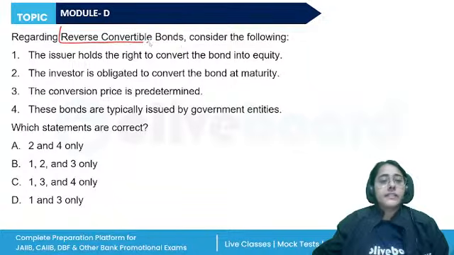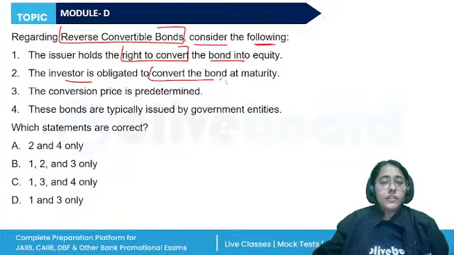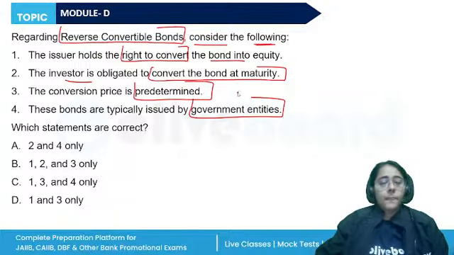Regarding the reverse convertible bonds, consider the following statements. The issuer holds the right to convert the bond into equity. The investor is obligated to convert the bond at maturity. The conversion price is predetermined. These bonds are typically issued by the government entities. Which statements are correct about the reverse convertible bonds?